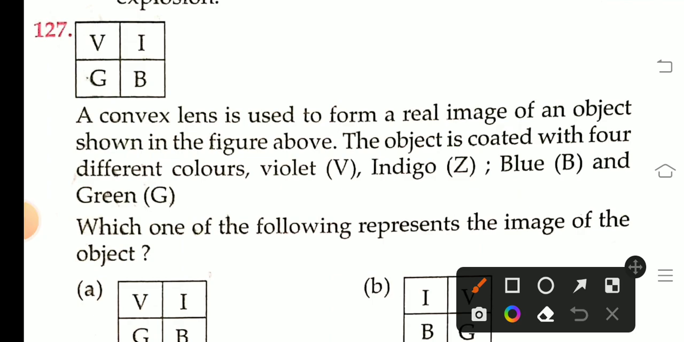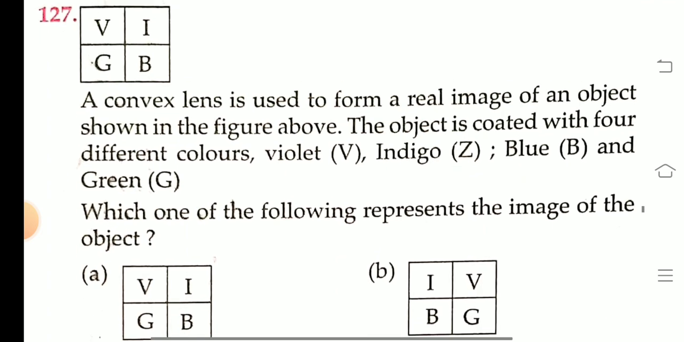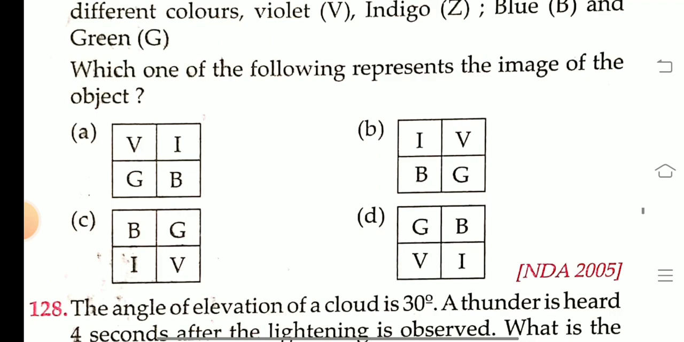A convex lens is used to form a real image of an object shown in the figure above. The object is coated with four different colors: violet V, indigo I, blue B, and green G. Which one of the following represents the image of the object? Right answer will be option D.